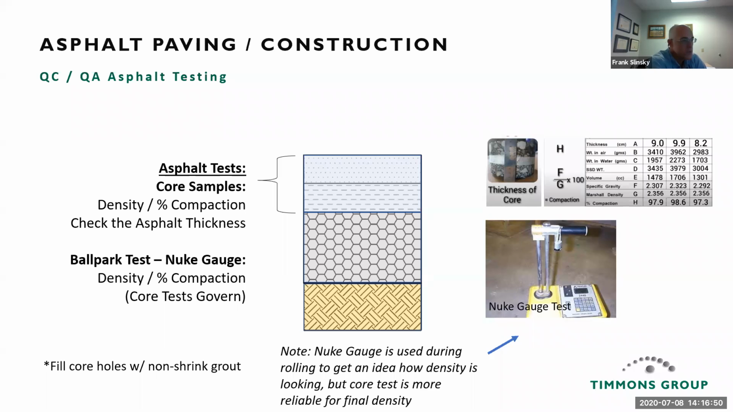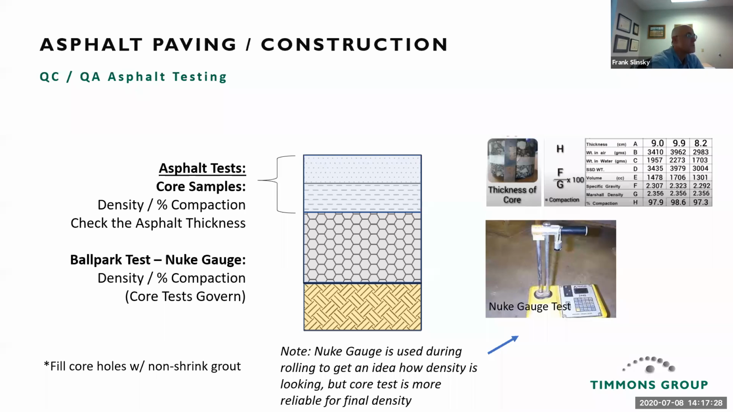A ballpark test is a nuke gauge. It's more theoretical than anything. Cannot be relied on for your asphalt. And that you can get a general idea of density, percent compaction. Core tests always govern. A nuke gauge is used during rolling to get an idea how density is looking. Contractors will use it, or we can assist with quality assurance testing with a nuke gauge while they're under construction, but the core test is more reliable.